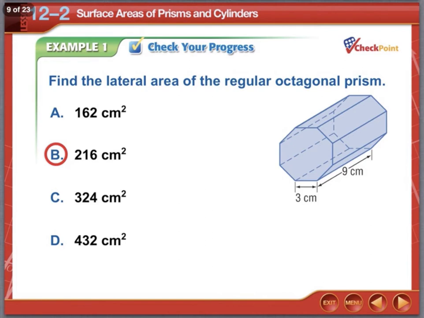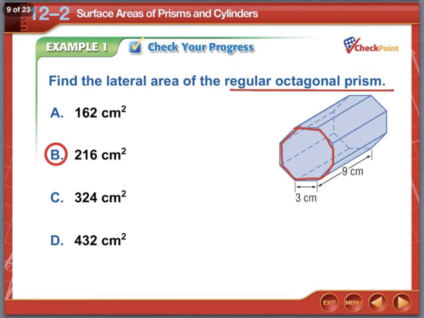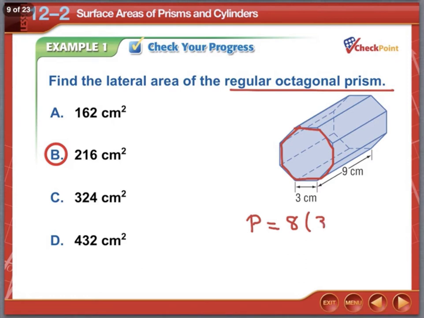Okay, here is a prism, and I went ahead and left all the answer choices on there. Okay, you can see the correct answer is 216, but let's talk about how they get that. And one of the things I want to point out to you is that we have an octagonal prism. That means the octagon is the base. So an octagon has 8 sides. So the perimeter of the base would be 8 sides times the 3 centimeters on each side. So the perimeter is 24.